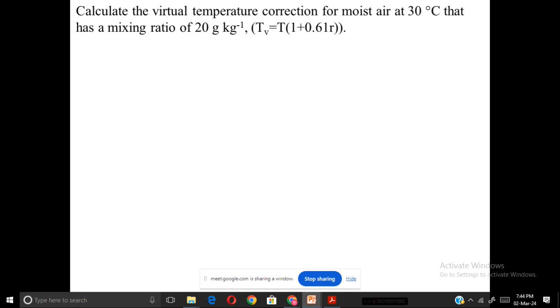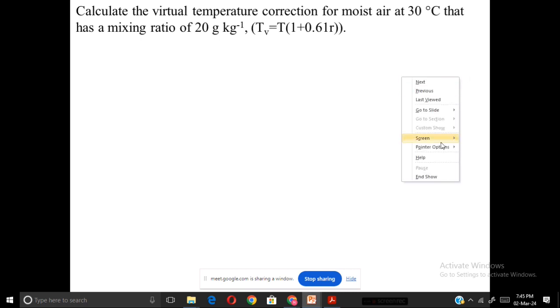Now let's do another problem regarding the virtual temperature. I hope you remember virtual temperature that we were discussing in the last class. Virtual temperature is basically the temperature that a dry air parcel would have if it has the same density as that of a moist air parcel.